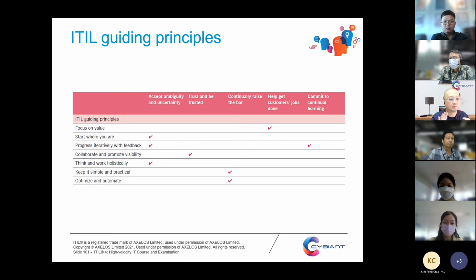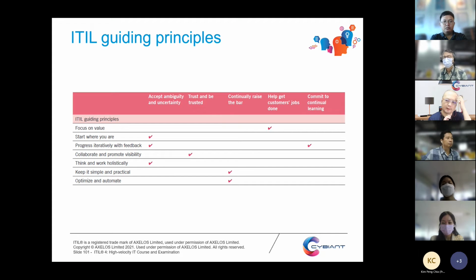Even if they ask how to have trust and be trusted, the answer is collaborate and promote visibility. If you read the 7 guiding principles, this table is in a way the same thing. They are just giving you a different definition per se. It's important that you spend time to read this table so that you can understand what it means, because in the exam they will come up with something like I just did: how do you help to get customer jobs done? Which ITIL guiding principle would apply?